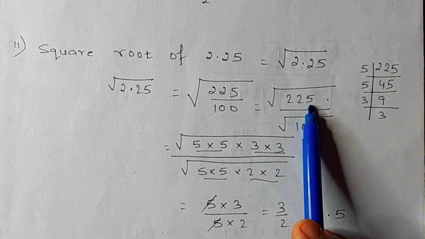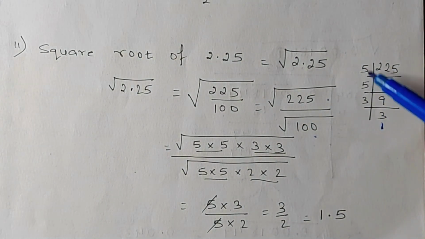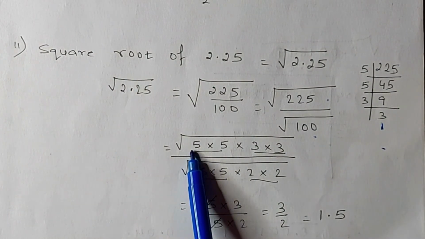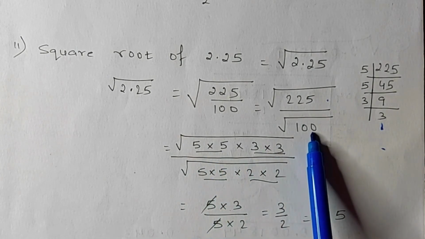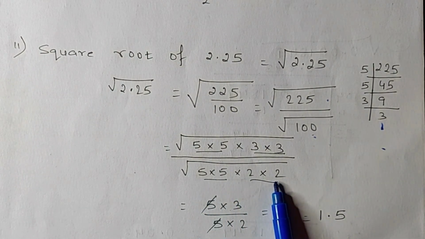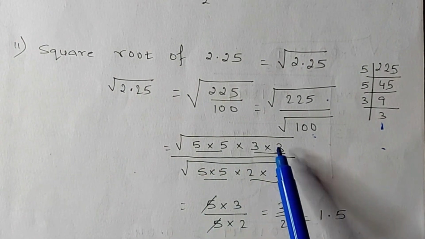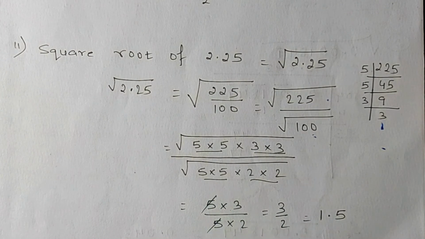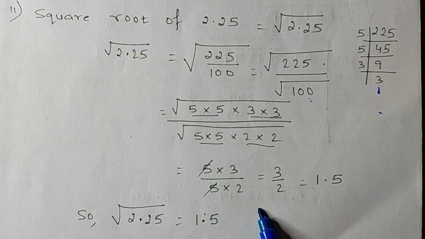Square root of 225. Find the prime factorization of 225. What we get? 5 into 5, 3 into 3. Write it under the square root sign. Make the pair of all the factors. Here also square root of 100. Find the prime factorization and make the pair of prime factors. From each pair take one number. From here 1 5 and from here 1 3. From here 1 5 and from here 1 2. 5 5 cancel. What is left? 3 by 2, that is 1.5. It means square root of 2.25 is 1.5.